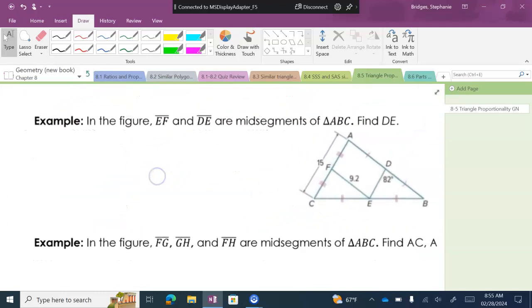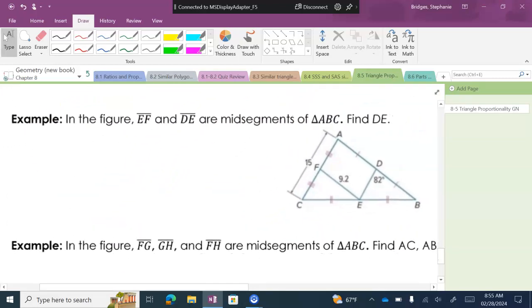All right, let's look at this example. Are we talking about mid-segments or parallel lines? Mid-segments. Okay, so remember, your mid-segment is going to be half the length of the side that it is parallel to. It says EF and DE are mid-segments. Does everybody see FE and DE? All right, it says to find DE, so let's highlight DE. Here's the segment I'm looking at.